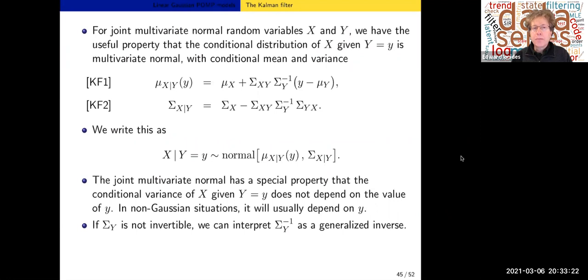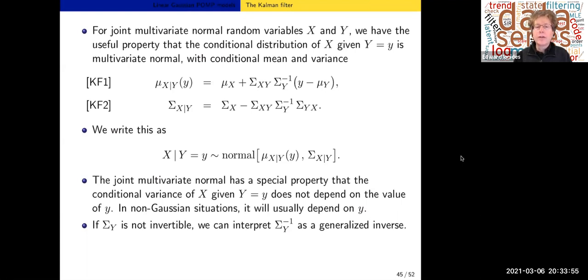A basic property of joint multivariate normal random variables is this formula for the conditional mean and variance of x given y equals little y. These are given as equations KF1, KF2. I expect you've seen them before. I'm not going to derive them for you, so I hope you've seen them before. And then we write this as x given y is normal, mu x given y, sigma x given y.